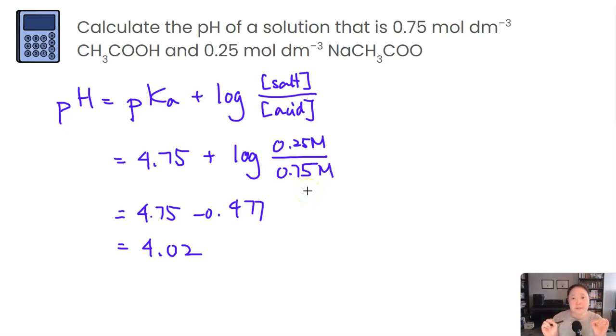Probably one of the trickiest things about solving one of these questions is going to be remembering the equation, knowing or remembering to figure out, okay, am I dealing with a weak acid and its conjugate base, or am I dealing with a weak base and its conjugate acid? Because that is going to determine which equation you're going to use. And then keeping track of, okay, this is a salt, this is the conjugate base, this is the conjugate acid, and so forth, so that you put the numbers in the right place. So those are going to be the tricky bits. The solving isn't going to be particularly tricky.